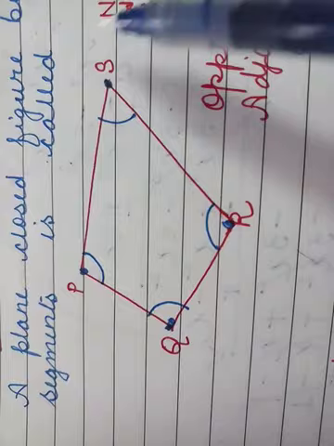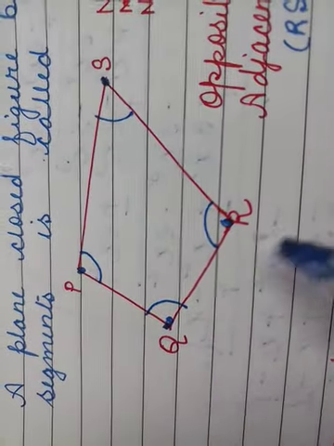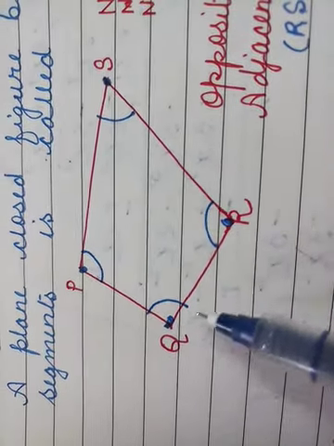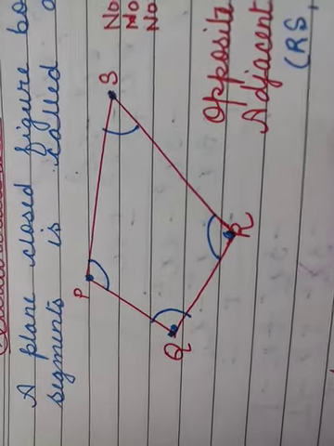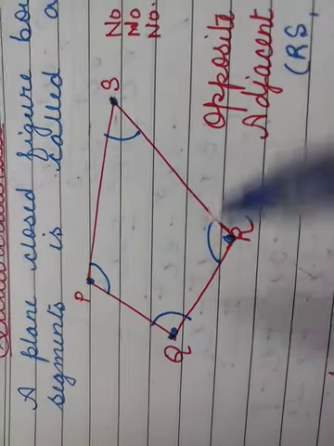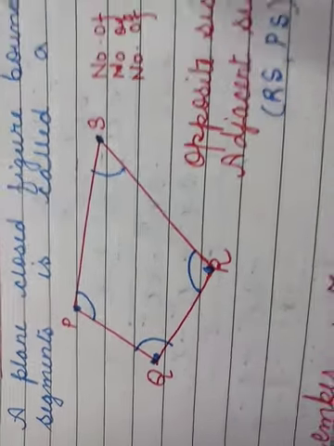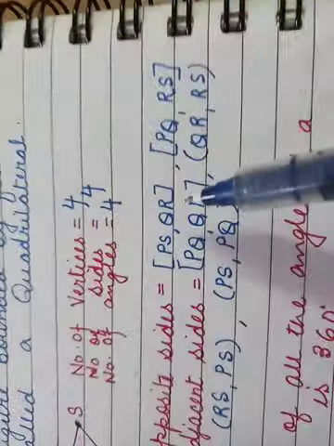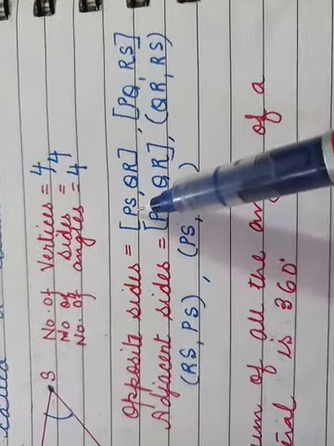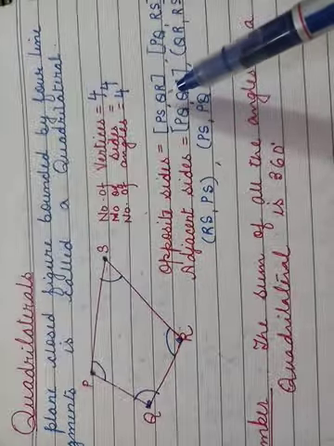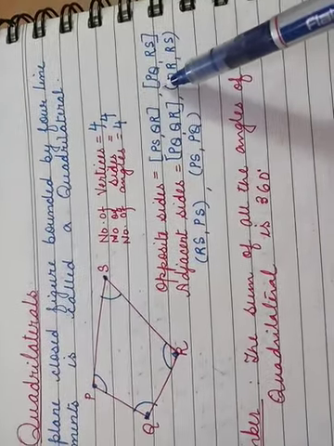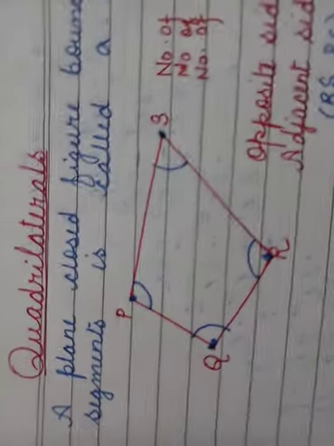If I say PS and QR, PS and QR also do not have any endpoint in common, therefore the two sides are known as opposite sides. So if I ask you to write a pair of opposite sides, then it is PS and QR as well as PQ and RS. Then we talk about adjacent sides.